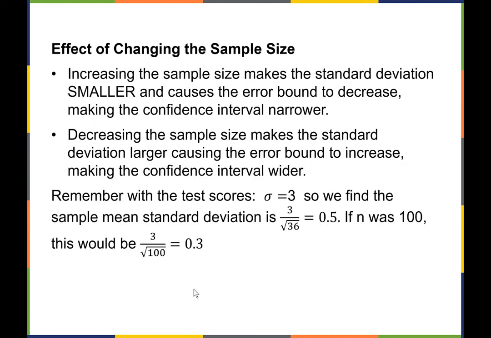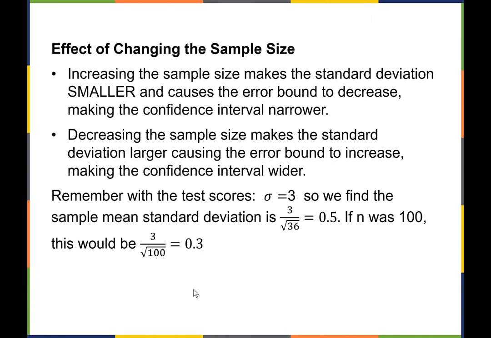This is similar to talking about changing the sample size. If you increase your sample size, this is going to make your standard deviation smaller, which causes the error bound to decrease, which makes your confidence interval smaller. If you decrease your sample size, this is going to make your error bound wider and your confidence interval wider.